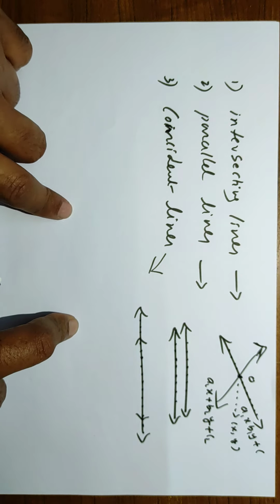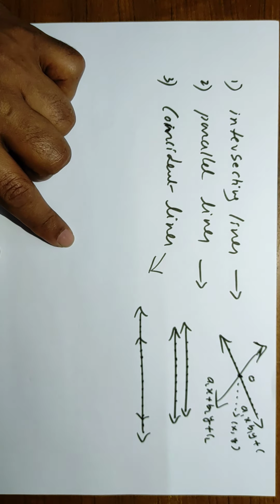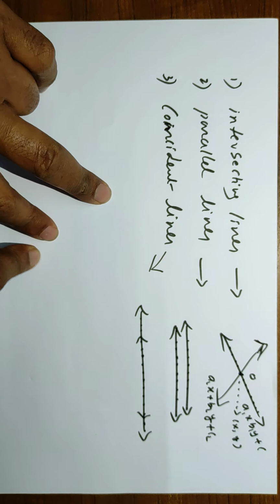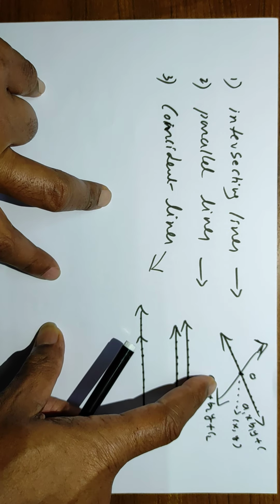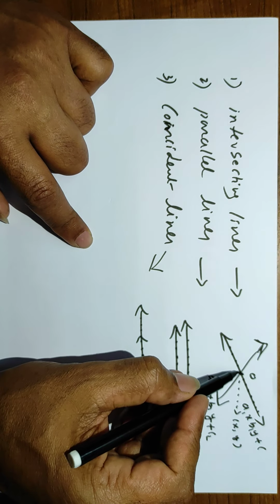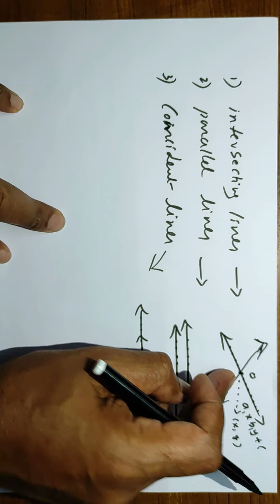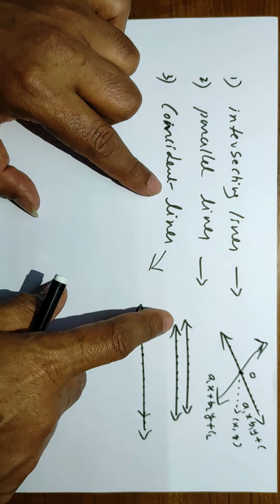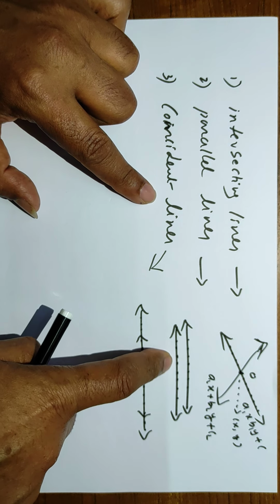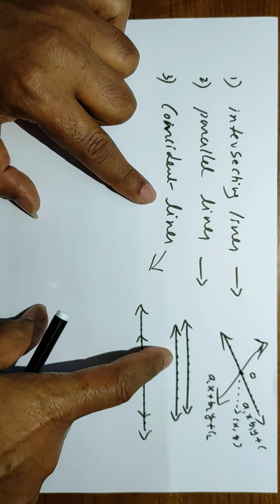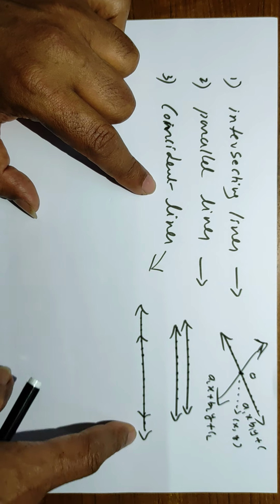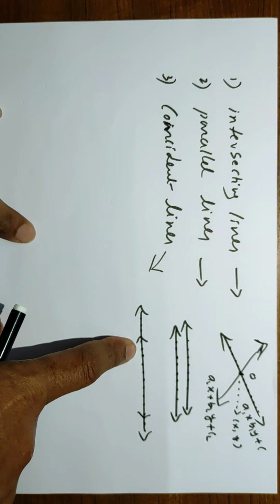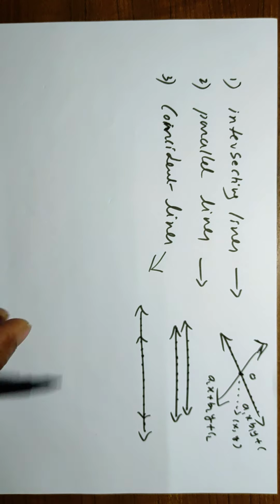So a pair of linear equations in two variables can be represented graphically. If we get intersecting lines, the pair of linear equations has only one solution. With the pair of linear equations, if we get parallel lines, then the equations do not have any solution. If we get coincident lines, those equations have infinite solutions.